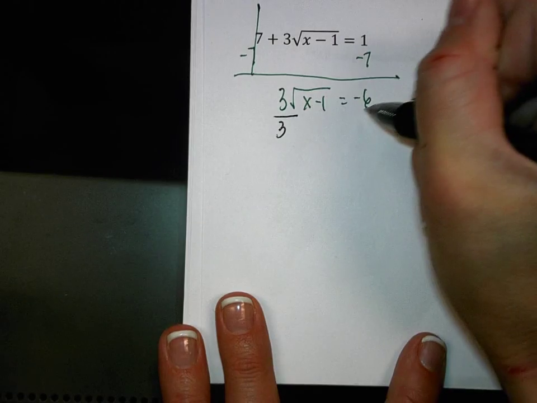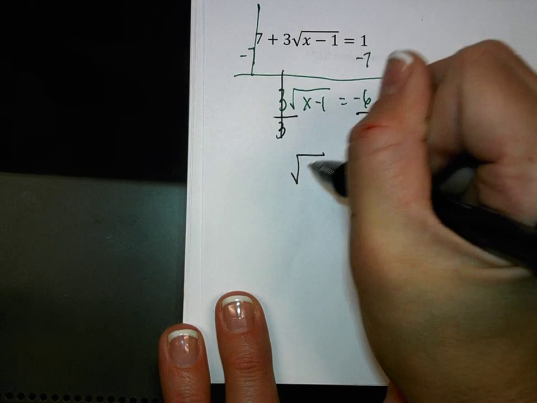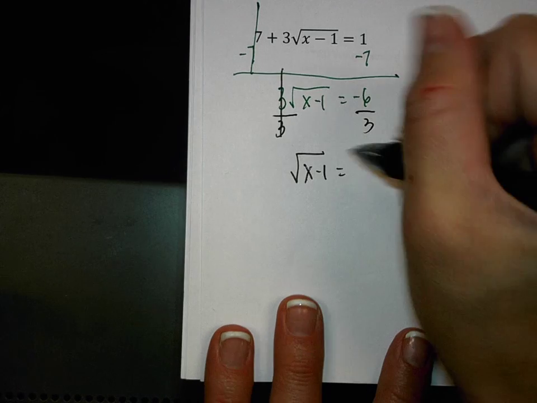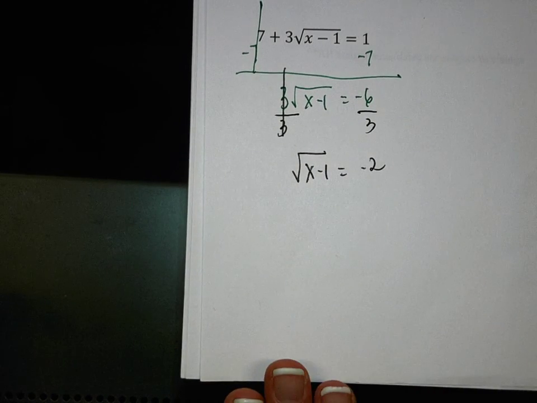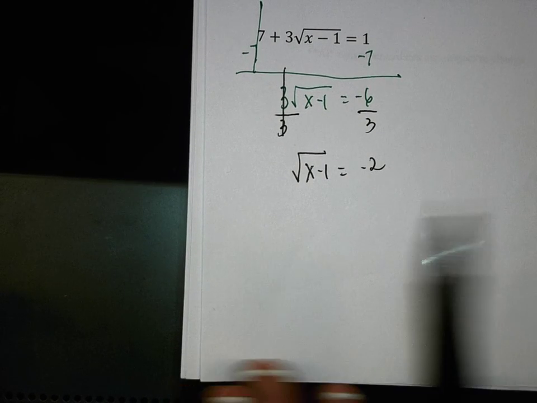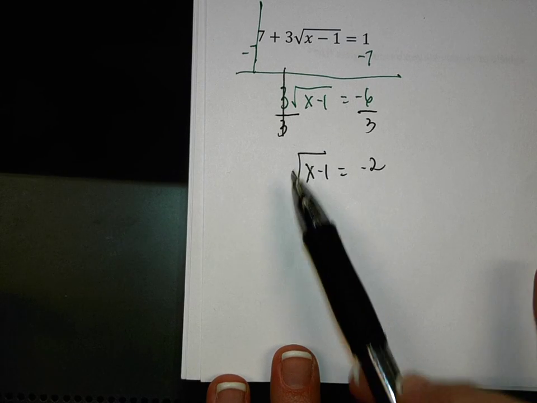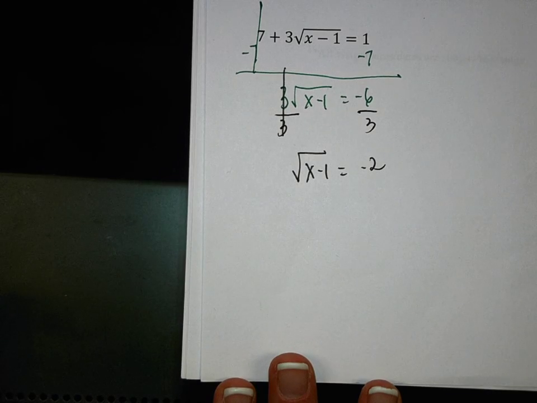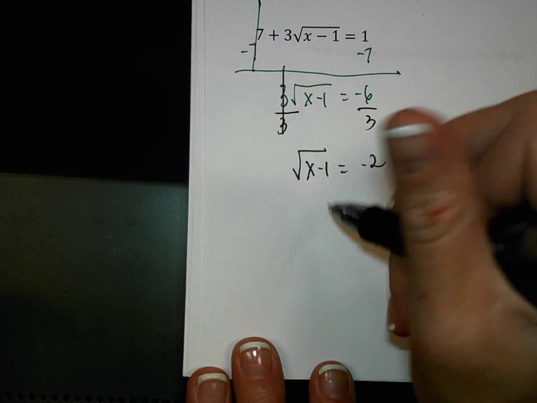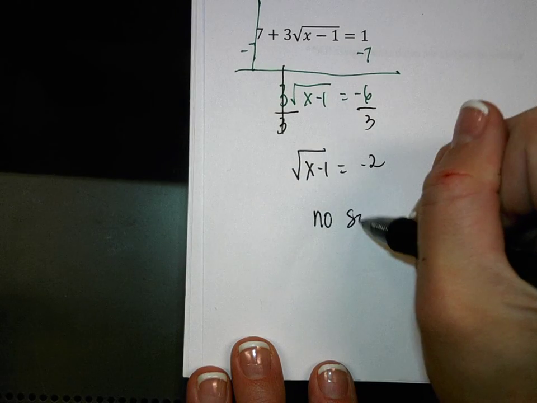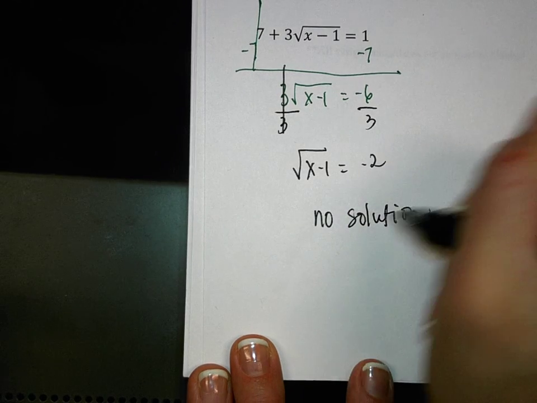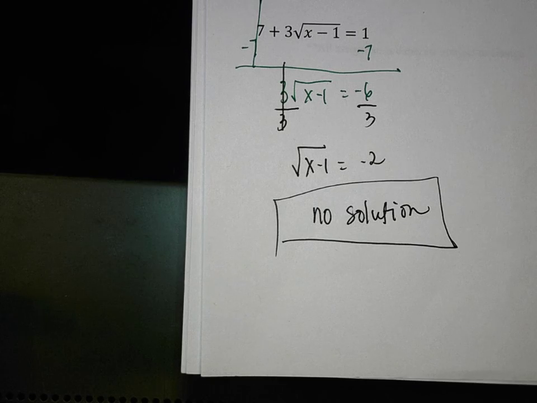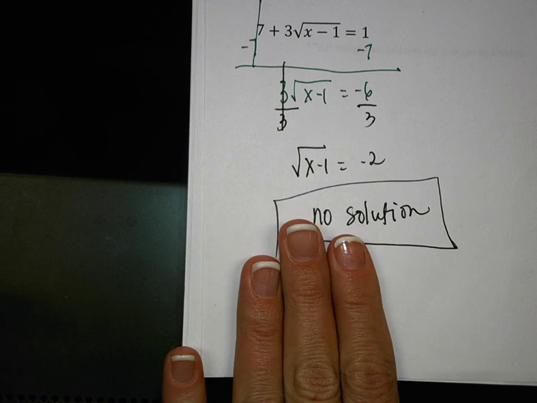Good. So square root of x minus 1 equals negative 2. Now, this is where you have to remember some stuff from last unit. If I take the square root of a number, will it ever end up equaling a negative number? No. So this one is going to be no solution. Is everybody clear on this one?